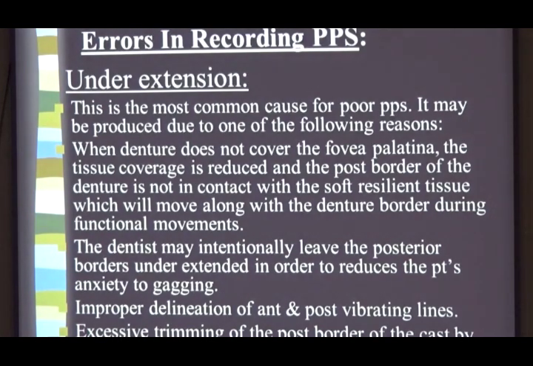So what are the errors in recording the posterior palatal seal? It can be of 4 types: under extension, over post damming and under post damming. Under extension means you have gone wrong in the width. Post damming means you have gone wrong in the depth. The most common cause of under extension is that you don't extend to the posterior vibrating line and reduce the denture before that. This can happen if you don't record it in your impression stage. If you don't record it in the impression stage and transfer it to the cast, when you give it for processing, the technician may reduce the posterior palatal seal area.